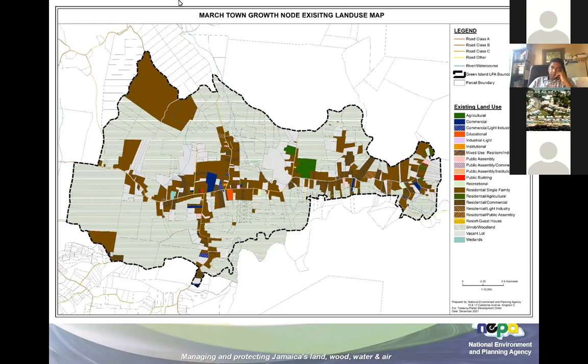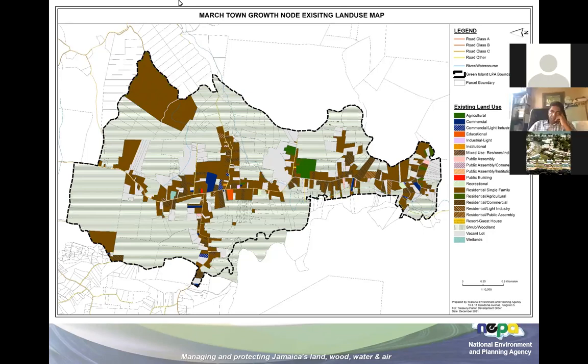So again, we're seeing what the Marchtown area looks like. Presently, it is very linear in pattern. Most of the developments are occurring along the main road and just a little off the main road. We're seeing areas of significant vegetation, which based on some preliminary assessment of the area, we would seek to protect, etc.